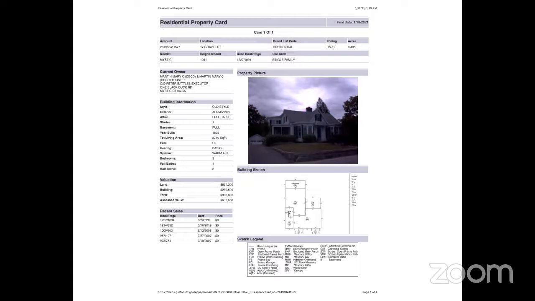This is the residential street card. And just to point out, down under valuation in the middle here, the building itself has a value of roughly 280. So that's where the substantial improvement number of 140 comes from.